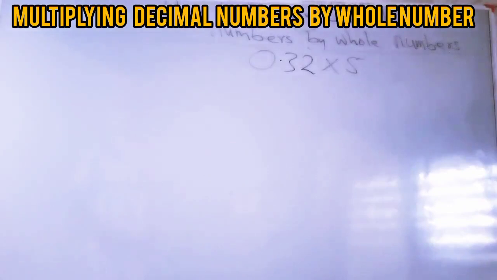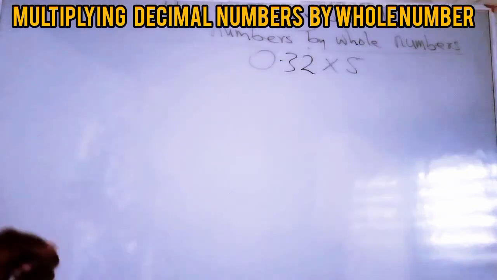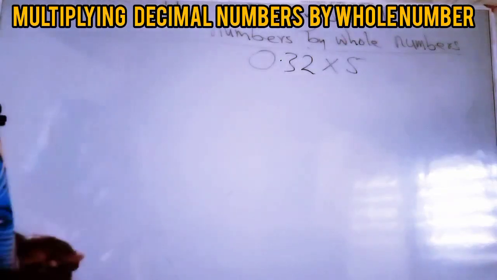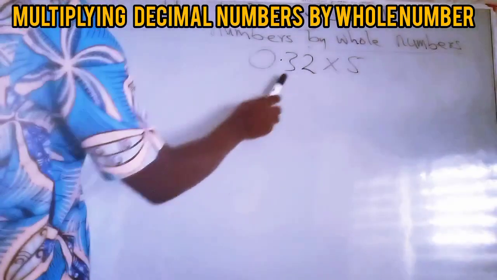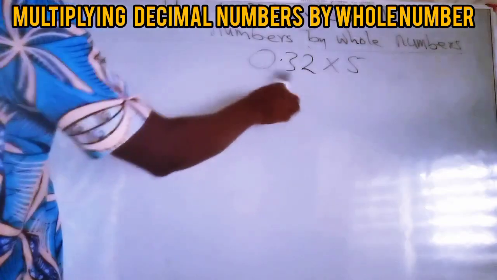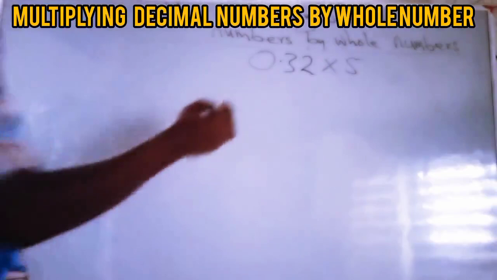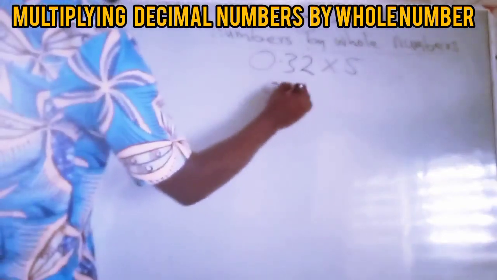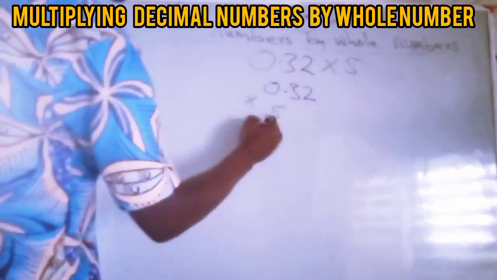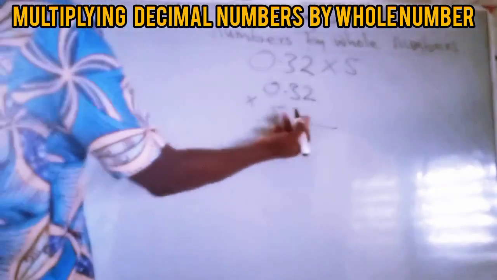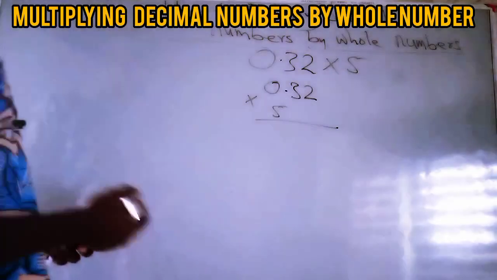Our example number 2 is 0.32 times 5. This is the whole number column, and this is a whole number. This is a decimal number. All of them are decimal places. So we said the first thing is to rewrite the question. So I'm going to rewrite it as 0.32 multiplied by 5. It doesn't matter where you put the 5, you can put it here. You ignore the decimal point and now multiply it through.